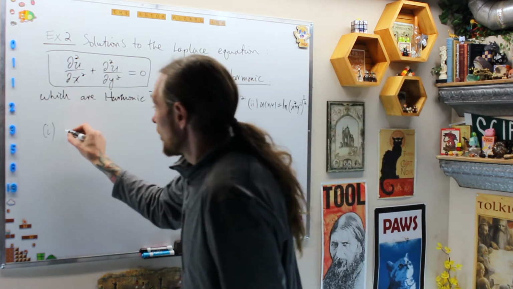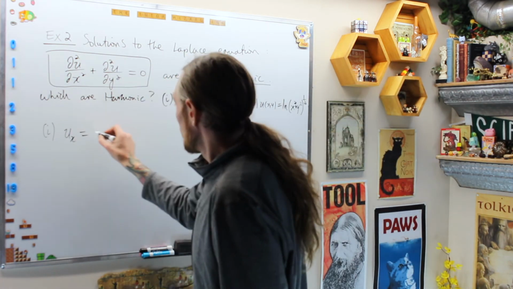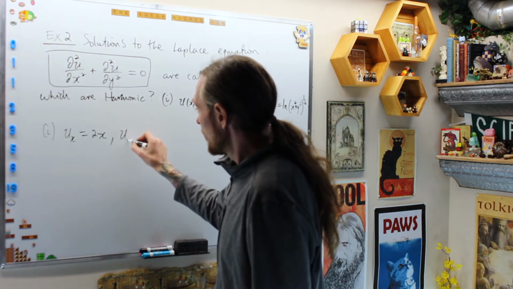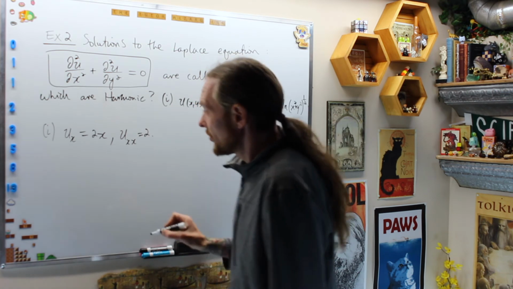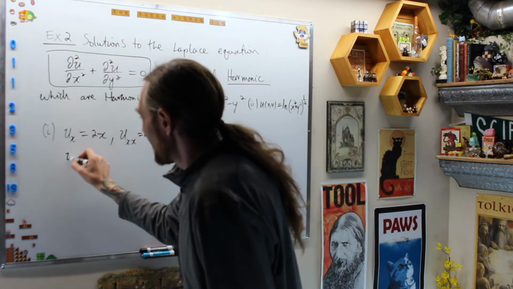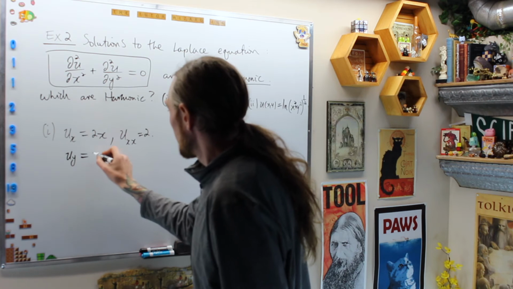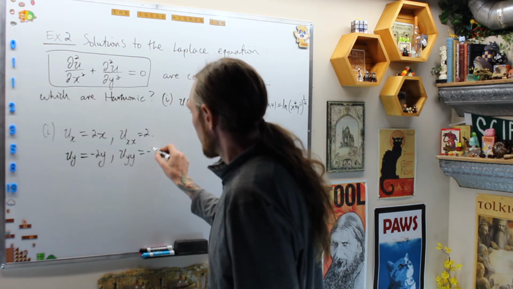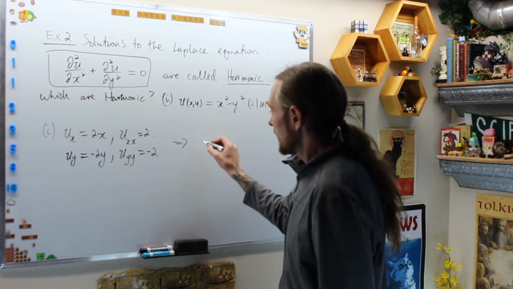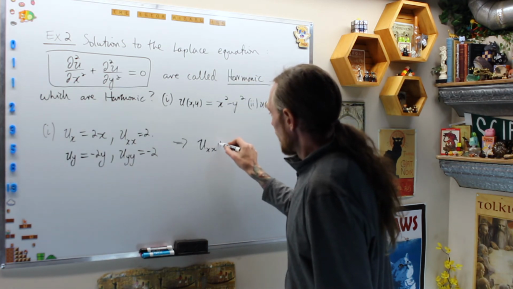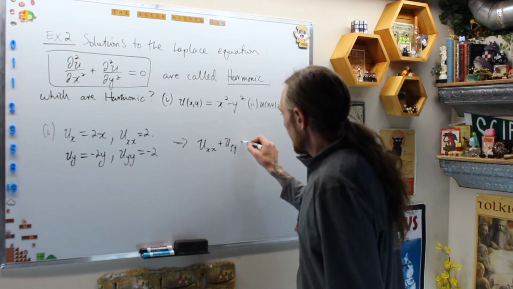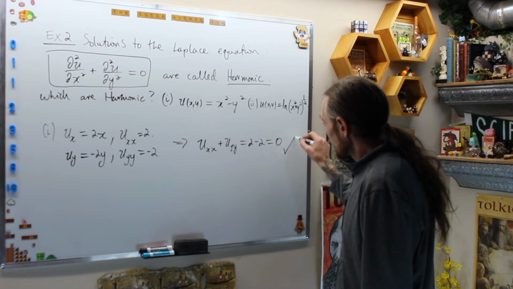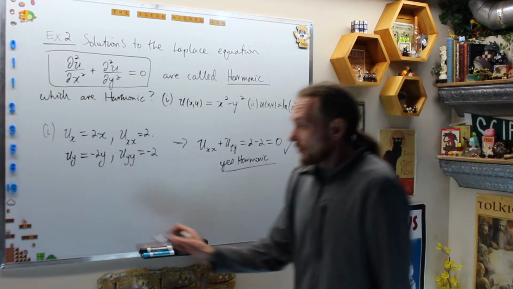Doing that, ux is equal to 2x and uxx therefore is 2. Uy is equal to negative 2y, and uyy therefore is negative 2. And this says that uxx plus uyy is equal to 2 minus 2, which is equal to 0. So yes, harmonic.